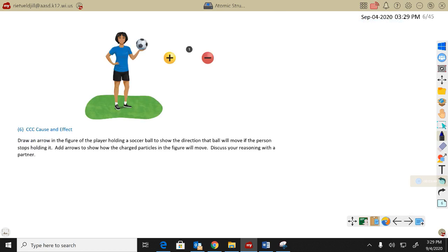And so here we look at a cause and effect cross-cutting concept, CCC. Draw an arrow in the figure of the player holding a soccer ball to show the direction that the ball will move if the person stops holding it. Well, duh, right? Like Newton's laws, and this is some pretty hardcore physics here. So obviously if she stops holding the ball, in your workbook, as you read through this on your own, I'm hoping that maybe you drew an arrow pointing down. That would be the natural tendency for the ball to drop.